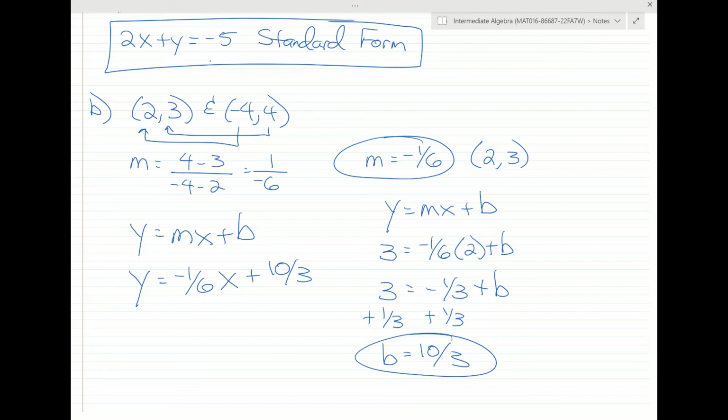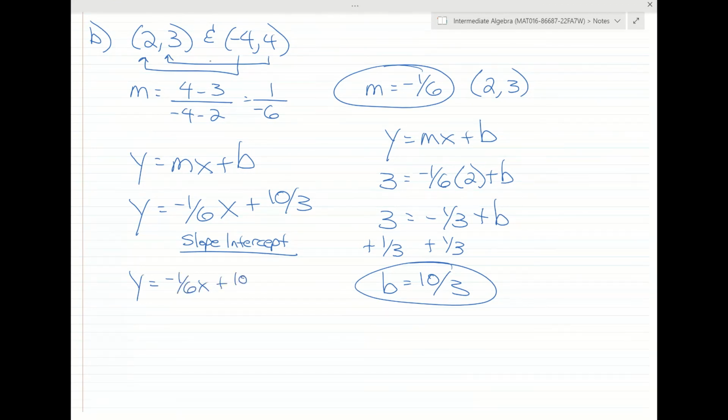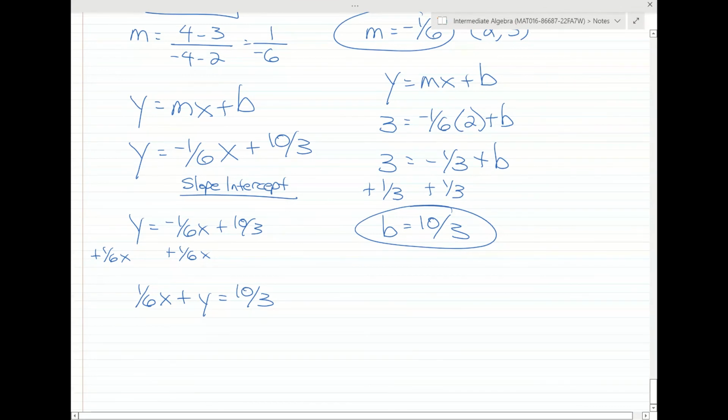But we want to get it in standard form. This is slope-intercept. For standard form, what we're going to do is we want to get the x and y on the same side. So I'm going to add the 1/6 over. And we're close.